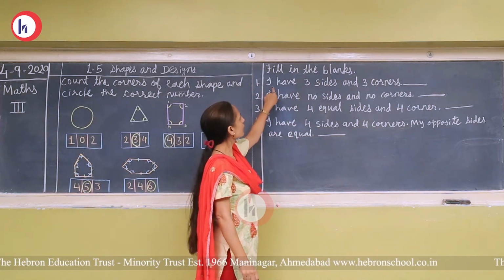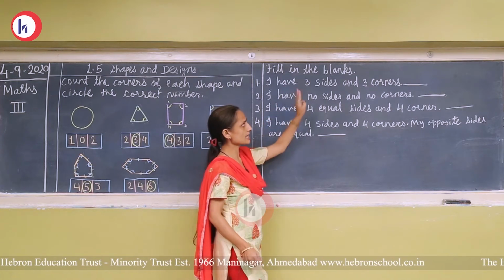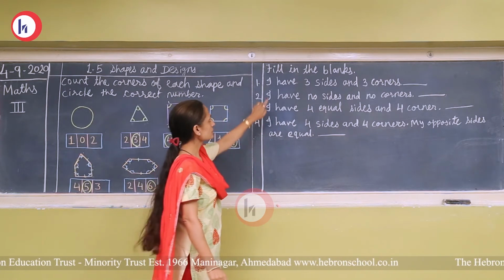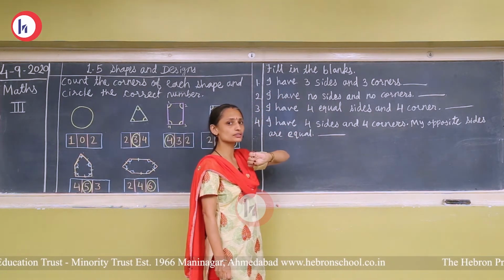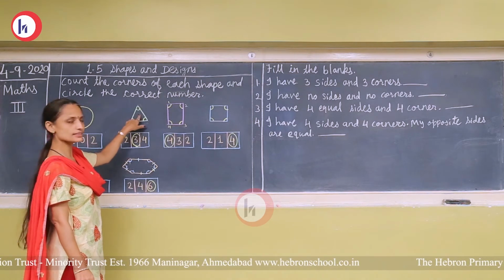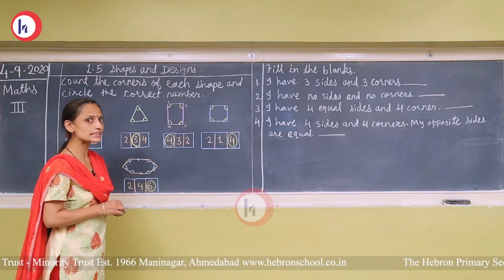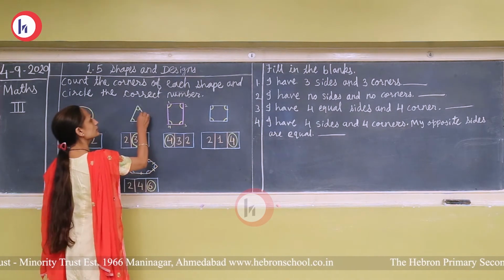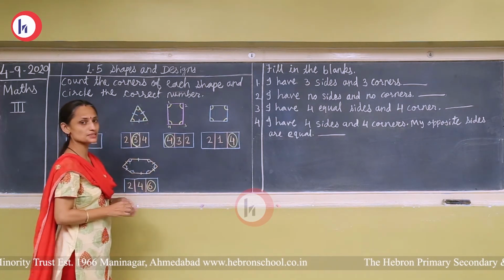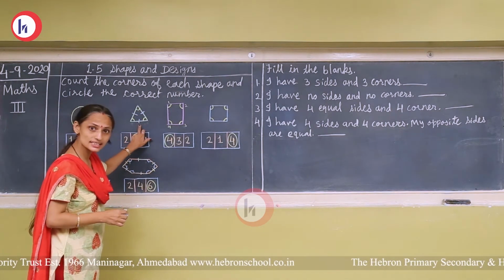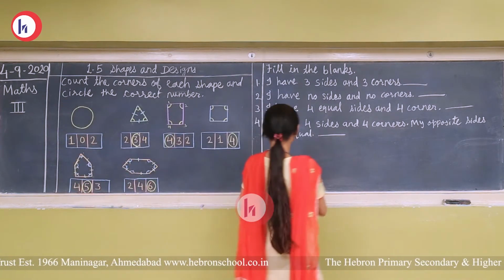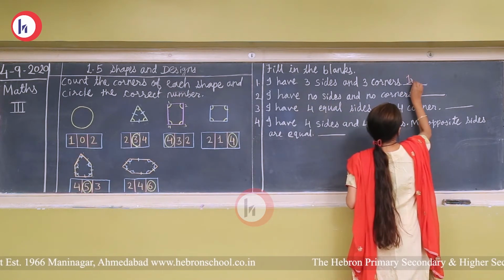First: I have 3 sides and 3 corners. Now here you have to write the shape. See which shape has 3 sides and 3 corners? Yes, triangle has 3 corners and it has 3 sides. We will find out. See, 1 side, 2 side, 3 side. Yes, triangle has 3 sides and 3 corners. So our answer is triangle.